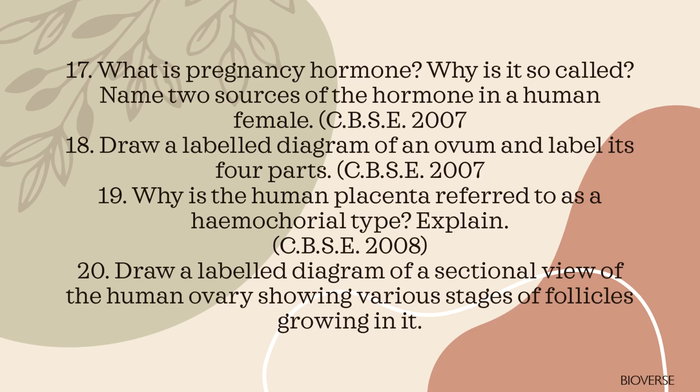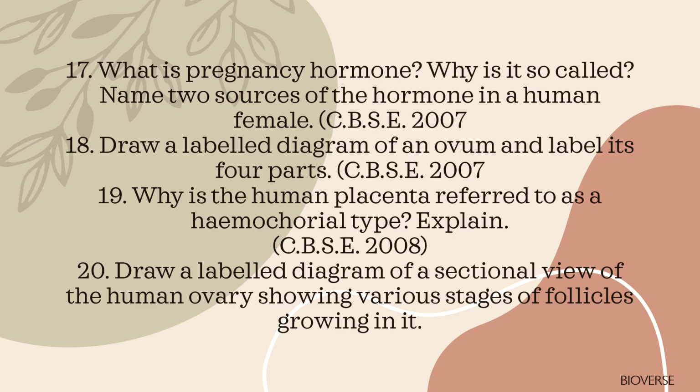Answer. The pregnancy hormone is progesterone. It is called the pregnancy hormone because it maintains the uterine lining and supports pregnancy. The 2 sources of progesterone in a human female are the corpus luteum and the placenta. Question 18. Draw a labeled diagram of an ovum and label its 4 parts.